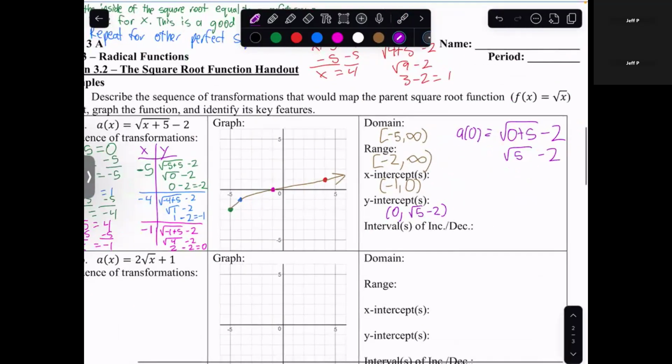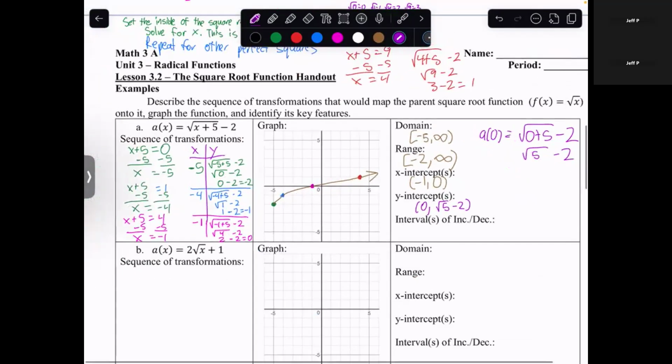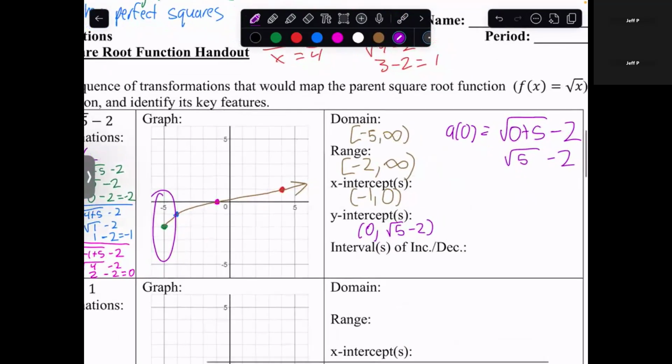And then lastly, interval of increase or decrease. The graph starts at the x value of -5. Sorry, we should specify this is increase. We start at -5 and we walk upward forever, no matter how far towards infinity we go.